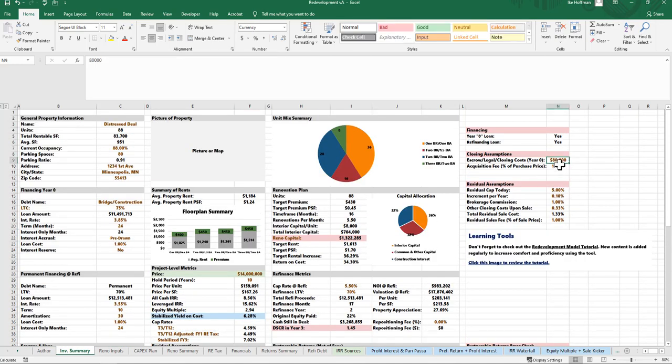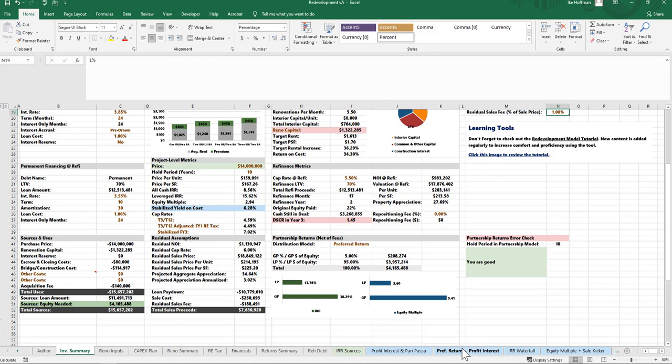Any closing costs, any acquisition fees, if you're a syndicator, you'd enter those in here. You don't need to touch anything up here. And then when you sell the property one day, it would be wise to plug in a brokerage commission as a percentage of sales price, any other closing costs, and if you're charging your investors a residual sales fee, plug that in here as a percentage of sales price.